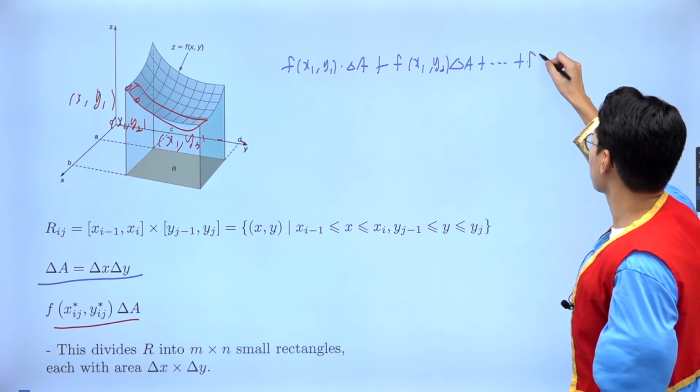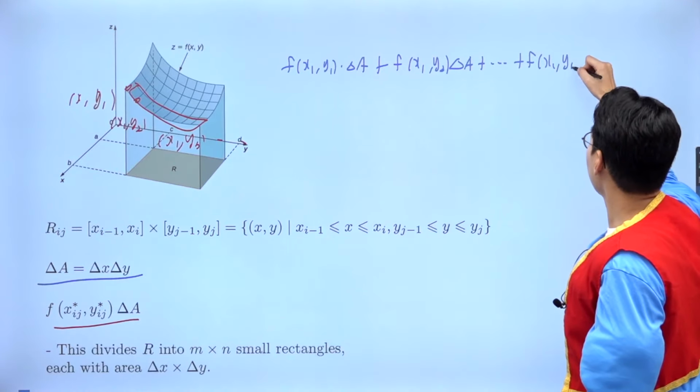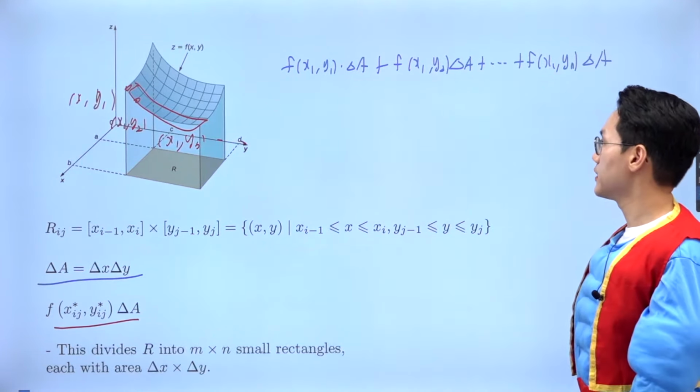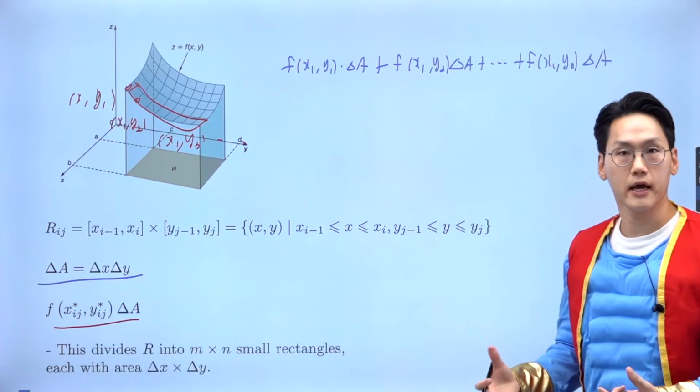I'm going to have a function of x1, yn, delta a. So that's the sum of the rectangles, sorry, the pillars that I have in the first row.